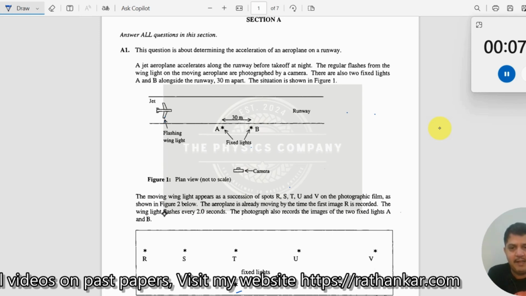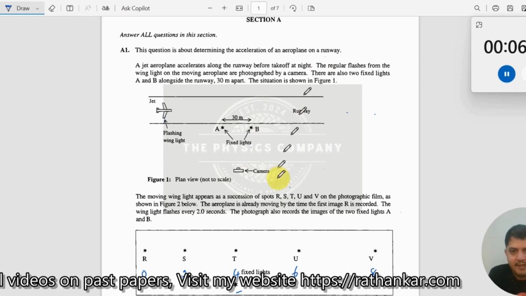The moving light appears as a succession of dots, R, S, T, U and V on the photographic film. These are the times when the photographs were taken. The aeroplane is already moving by the time the first image R is recorded. The wing light flashes every 2 seconds. So that means this is for 0 seconds, 2 seconds, 4 seconds, 6 seconds, 8 seconds.